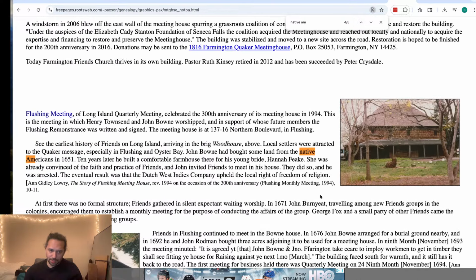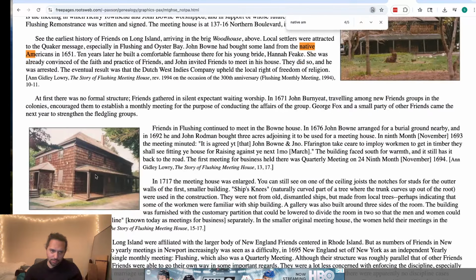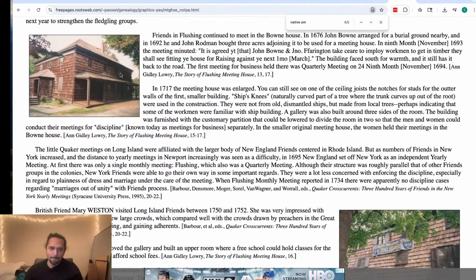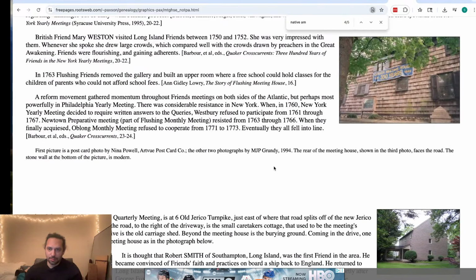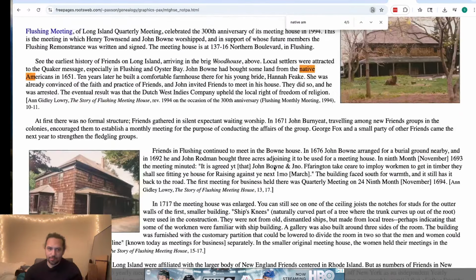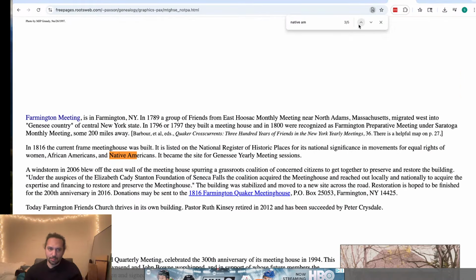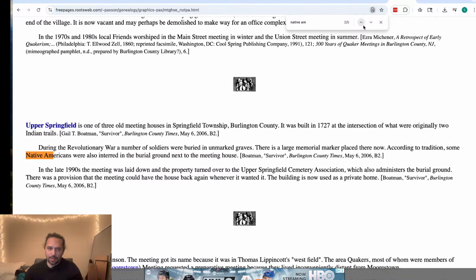That's a cool meeting house. Look at that meeting house. That's really cool. Look at that. Look at those shingles. Very interesting. Yeah, if anyone knows, Springfield is one of 3 old meeting houses in Springfield Township.